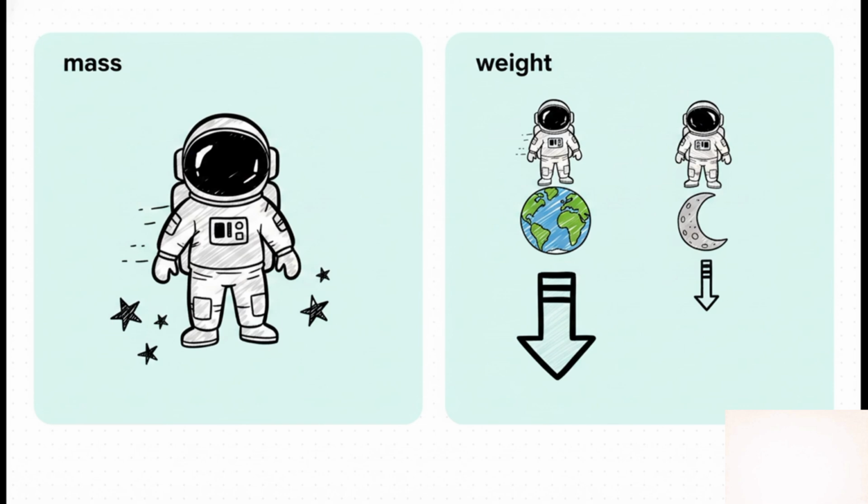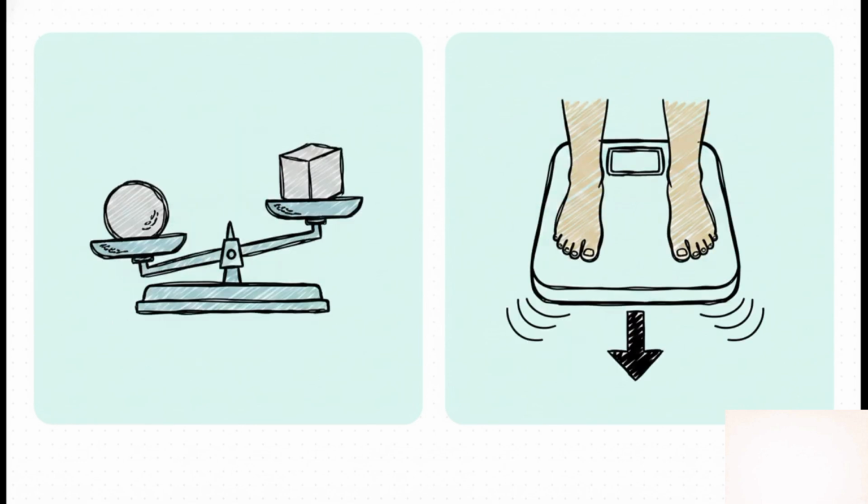That's why your mass would be the same on Earth as it is on the Moon, but you'd weigh a whole lot less on the Moon. And understanding that difference is key because it means we need different tools for the job. So what's the difference in the tools? Well, a classic balance scale, the kind you see in old science labs, literally measures mass. It works by comparing your object to another object with a known mass.